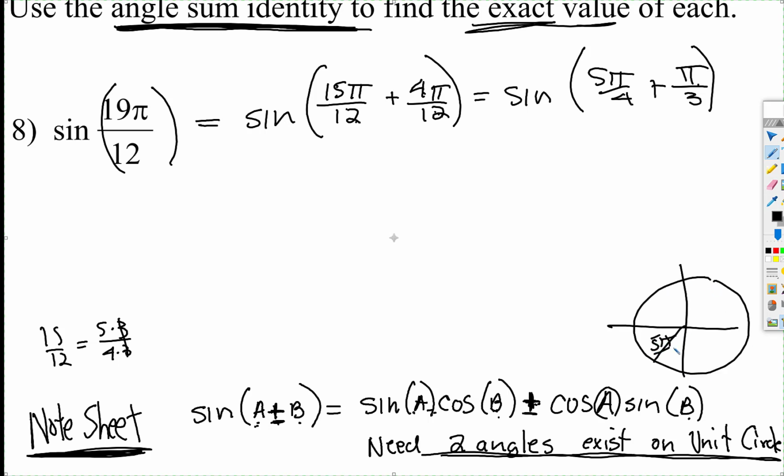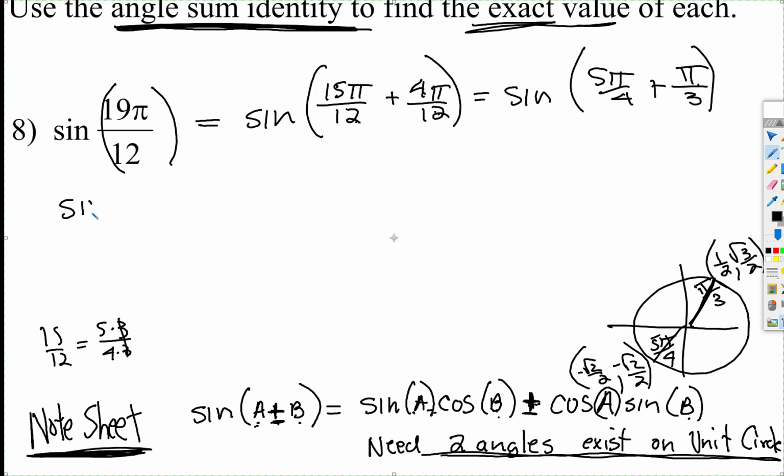5 pi 4ths is down here, and the sine and cosine values are both negative root 2 over 2. And then we have pi thirds, and right up there, you have positive 1/2 for cosine and root 3 over 2 for sine. So here's your pi thirds. So now this is what we're going to do.